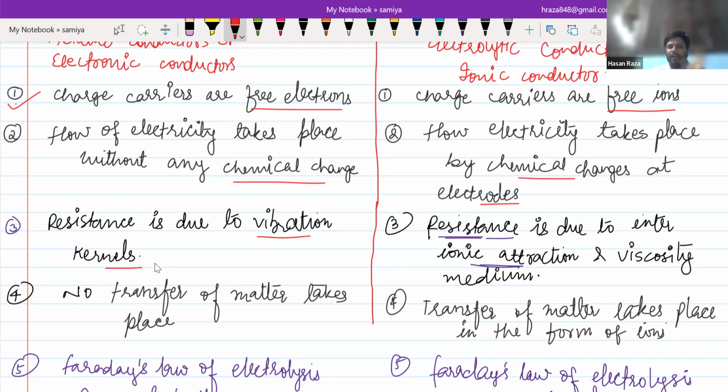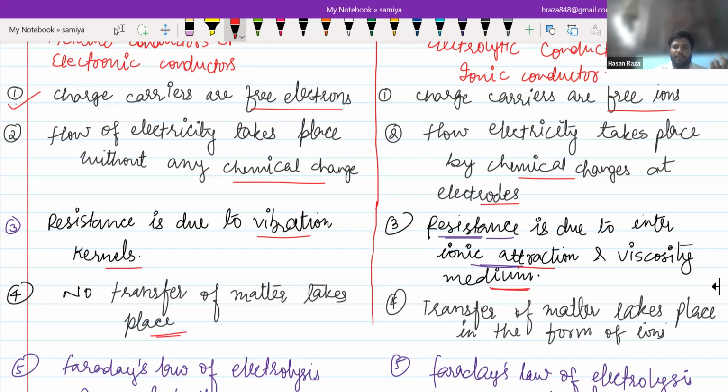Resistance is due to vibration of kernels. That means the electron will vibrate, it will be like SHM. That's why its resistance rises. And here resistance is due to the interionic attraction and viscosity of medium. No transfer of matter takes place, only electrons travel. But here transfer of matter takes place in the form of ions.